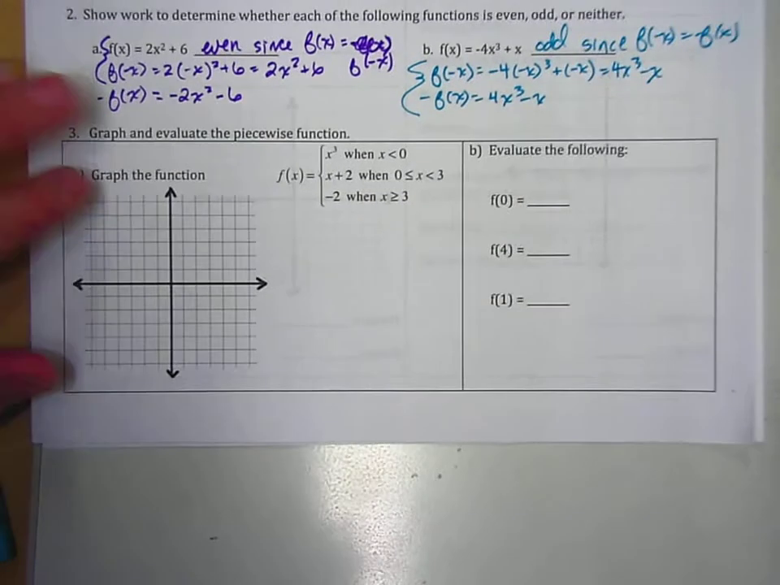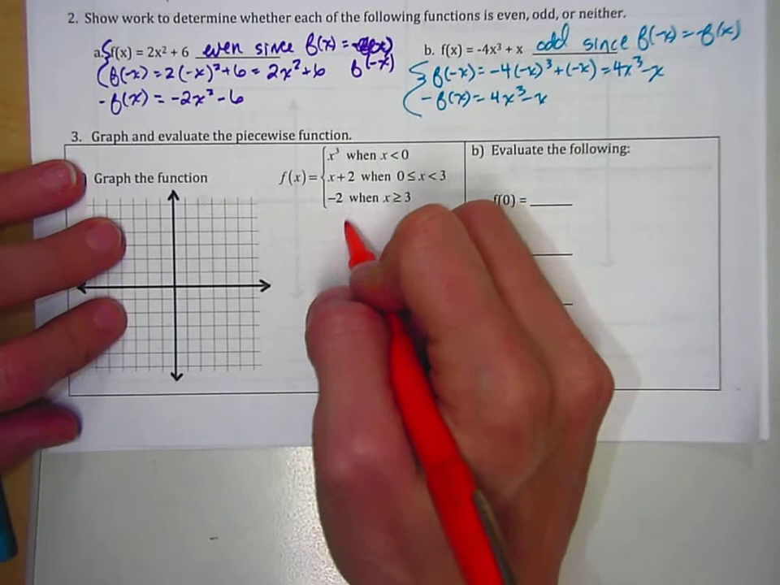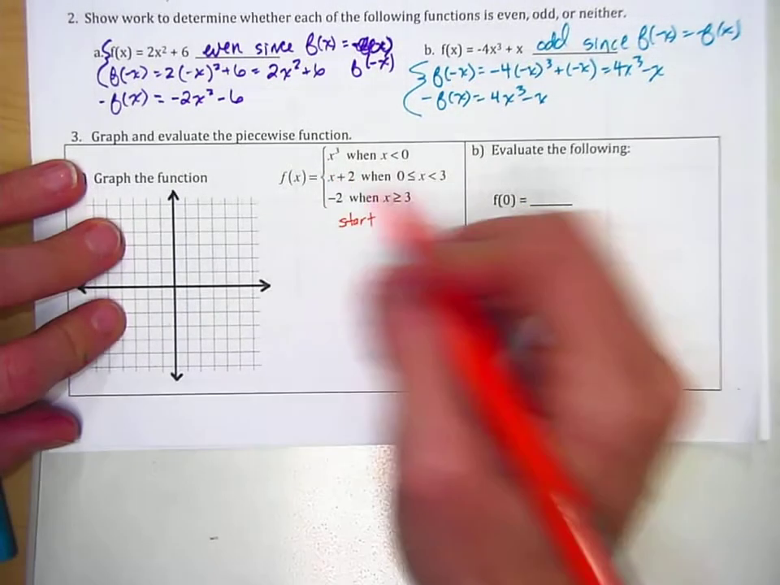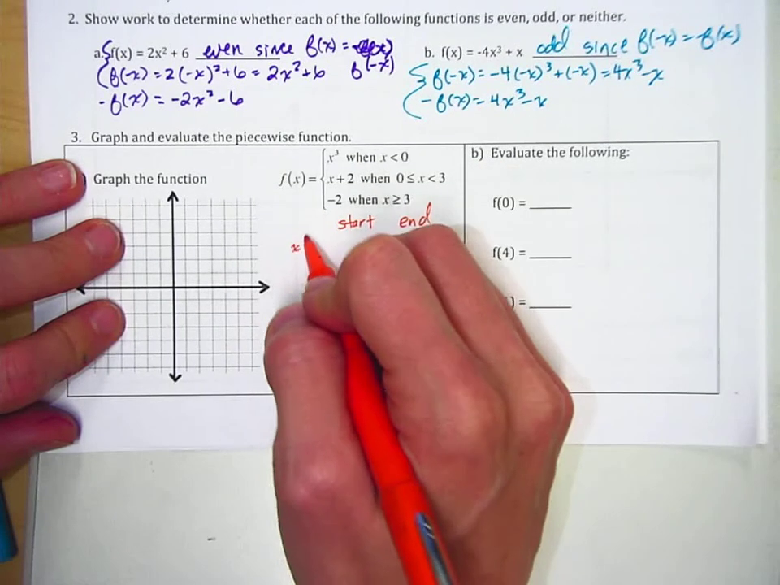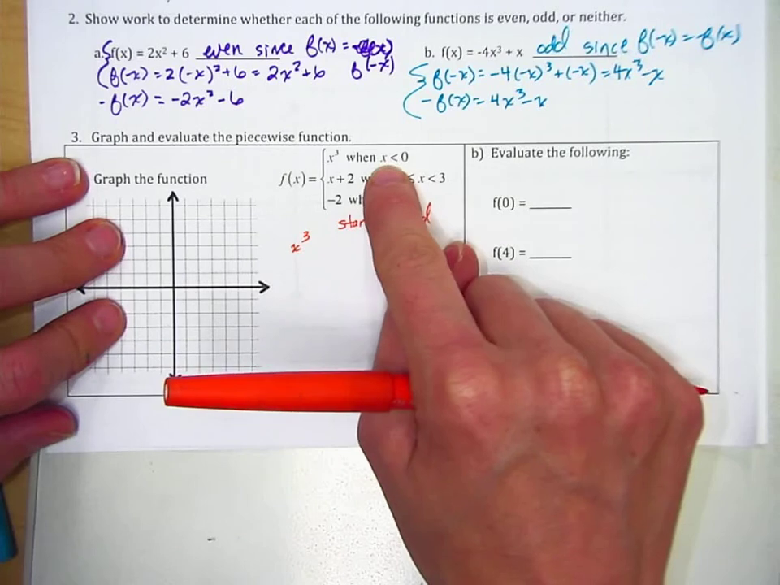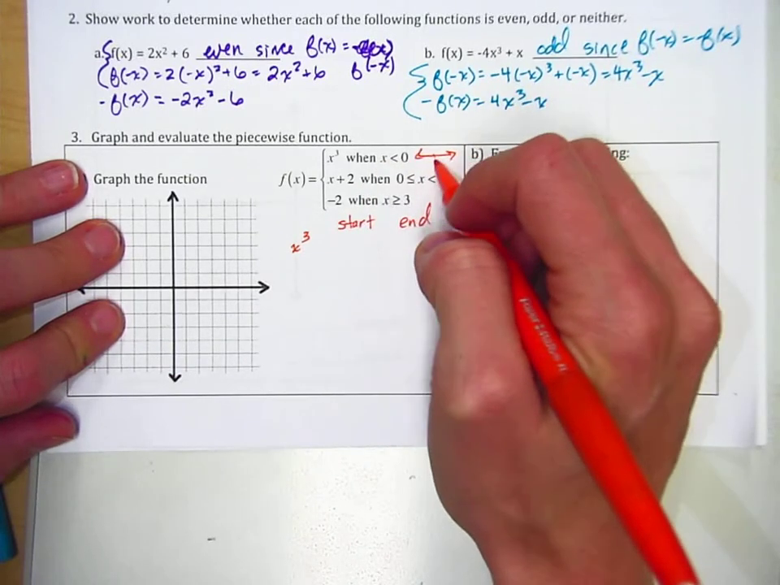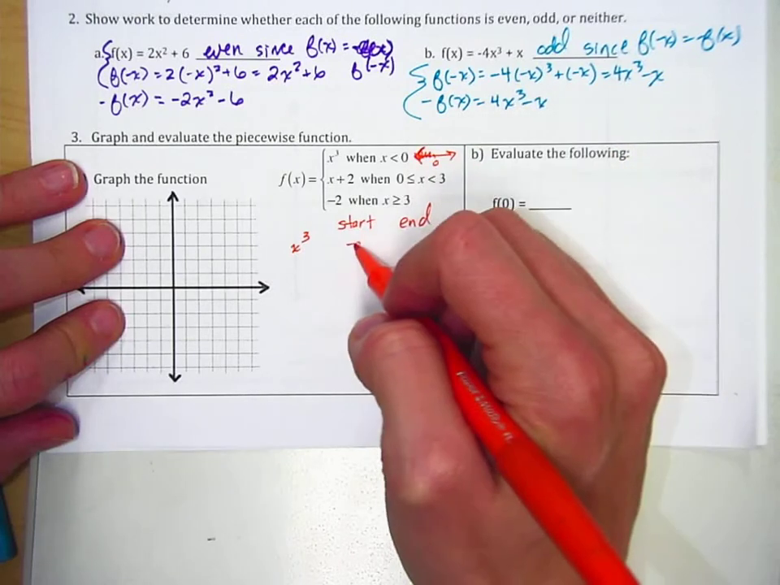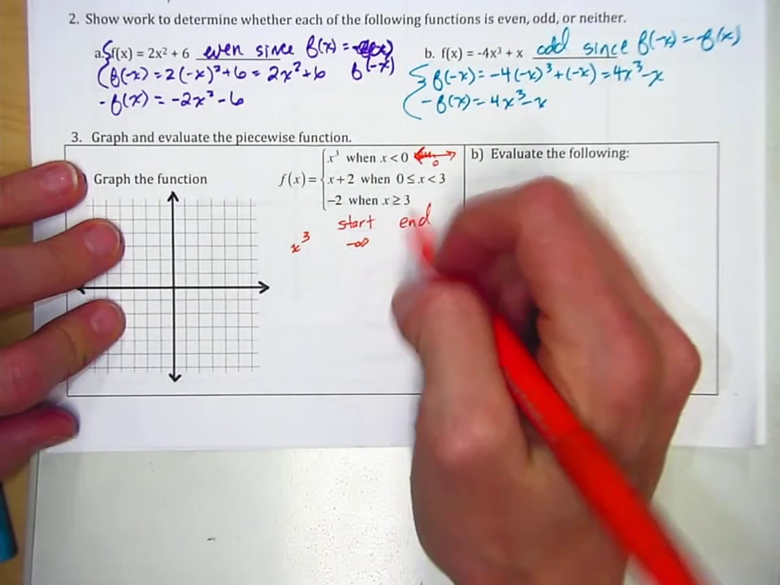A good strategy for graphing piecewise functions is when you consider where you're starting at for each piece of the function and where you're ending at. So if we're just looking first at x cubed, this is x less than 0. So if I'm graphing x less than 0, I have 0 and it's everything here. I'm starting at negative infinity for my function, and then I'm ending at 0.